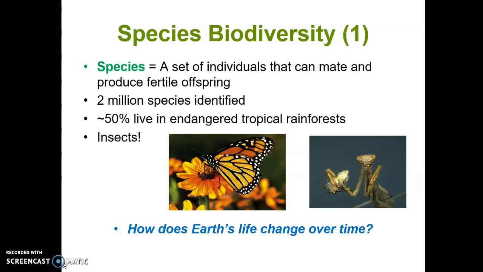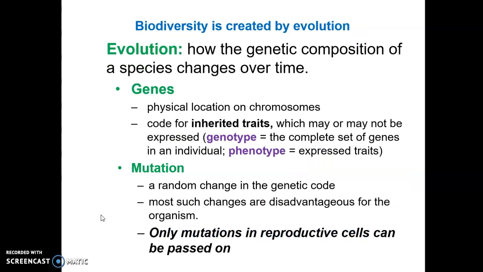pollinating our producers. Okay, so Earth's life does change over time, and it changes significantly naturally, and it can change significantly due to human activity. So the life forms on Earth change over time, great periods of time typically, and that biodiversity is driven by evolution, changes in the genes of an organism, such that the resultant organism is better suited to a current environment.